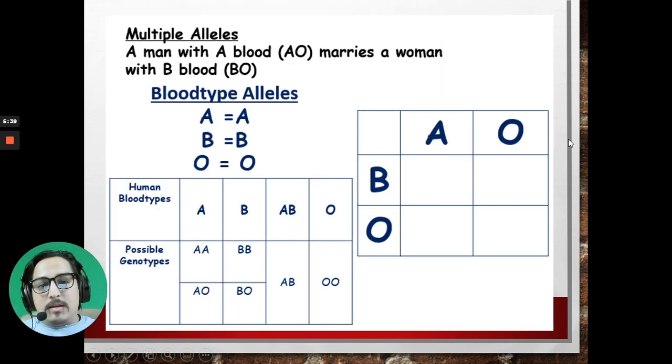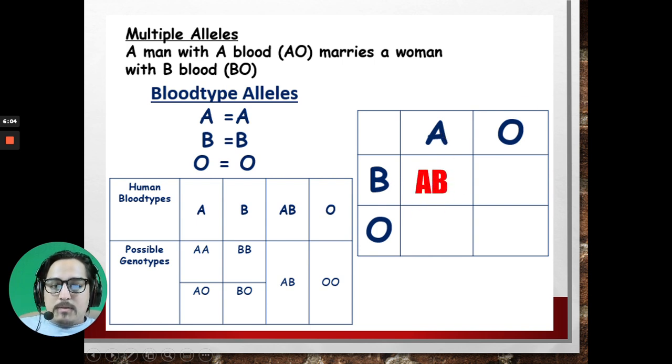Okay, let's do some practice. We'll do a quick one. A man with blood type A, but he's heterozygous A, so that means he has an A and an O, marries a woman with type B, but she's heterozygous for B, so it's BO. So you put them in the box, just like I did here. Then you start crossing them. A and B gives you type AB.